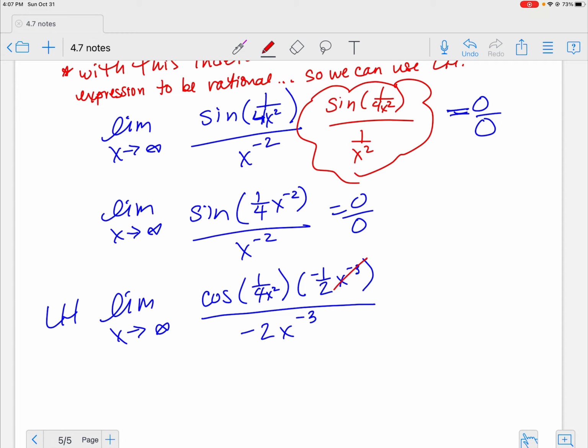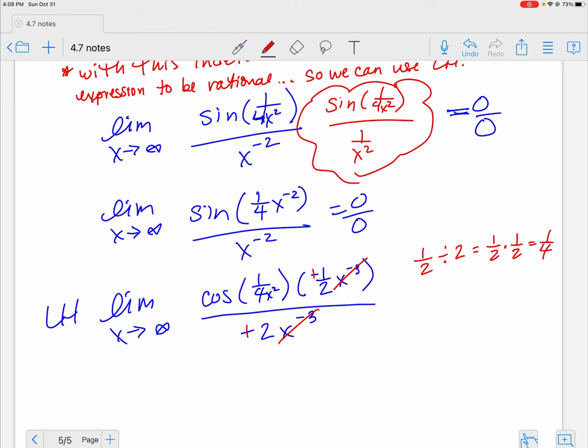Now clean it up. X to the negative 3 and x to the negative 3 obviously cancel. Negative divided by a negative is a positive. But what is this? 1/2 divided by 2 is equal to 1/2 times 1/2.